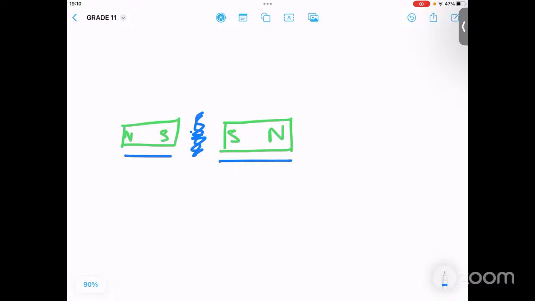What is the definition of a non-contact force? It is a force exerted between two objects. It could be more, but for now, let's say between two objects over a distance, without physical contact.